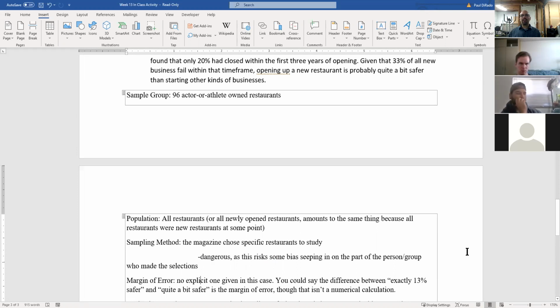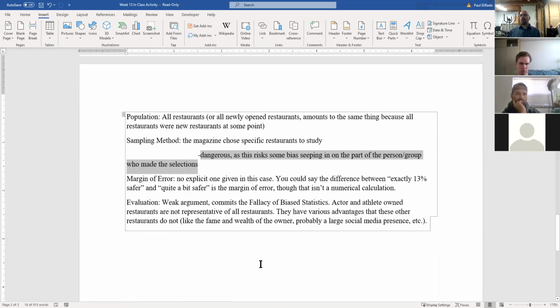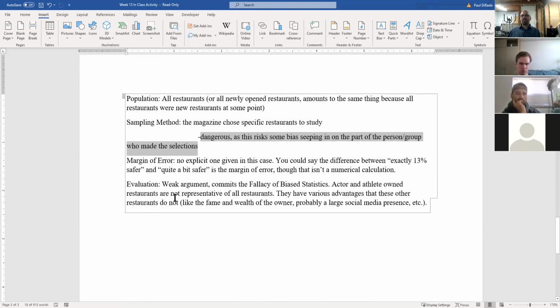All right. So then our final question, we have to evaluate the argument. And really, since we've recognized that there is this danger, what we're mostly going to be looking at is: has this danger been realized? Have people avoided it, or is there some sort of systematic bias in this case? And I would say, no, they haven't avoided it. This argument commits the fallacy of biased statistics.